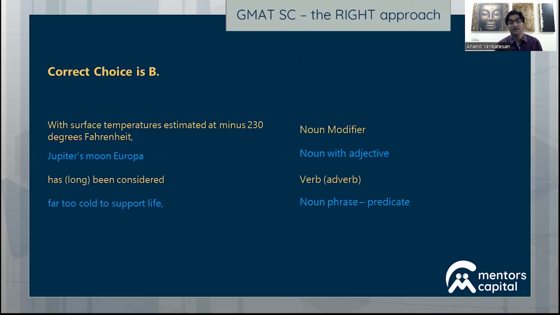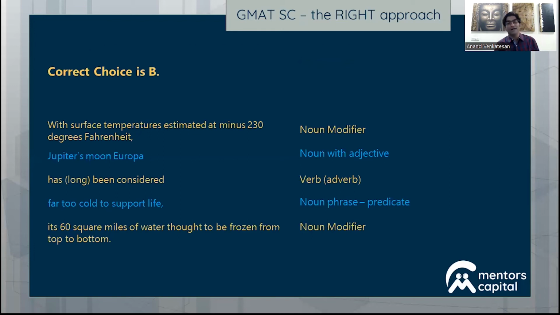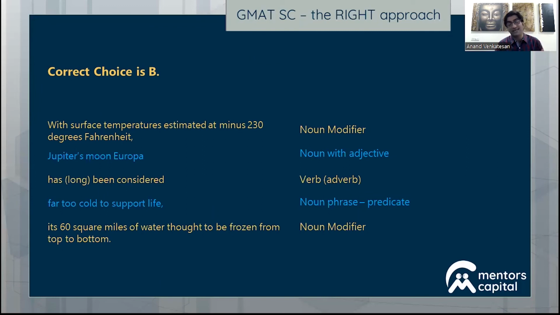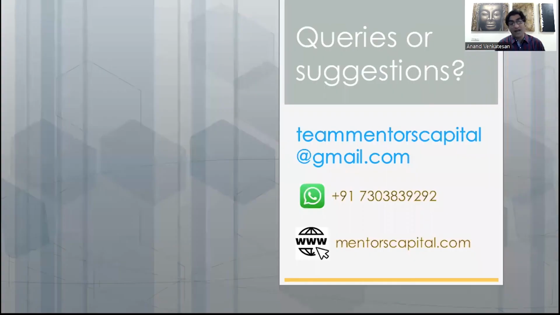Well, Jupiter's moon has long been considered far too cold to support life, and it also has its 60 square miles of water which are thought to be frozen, right? So the basic meaning conveyed is that Europa has been considered too cold to support life, and that two additional pieces of information are new in the sentence. And the moment you identify the meaning, things become a lot simpler. And I hope that stays with you. That's the best way of approaching a sentence correction problem, to be able to break it down and identify the purpose of every portion of the sentence, right?